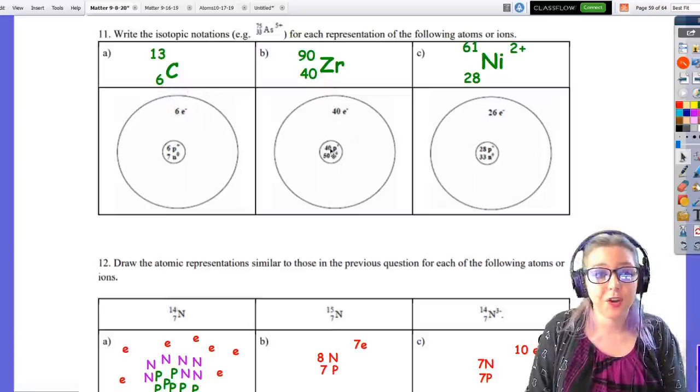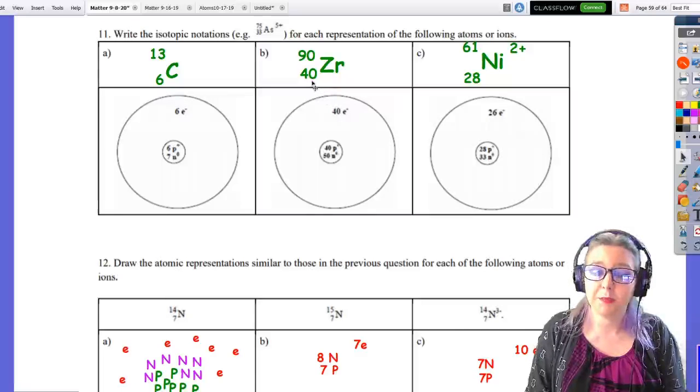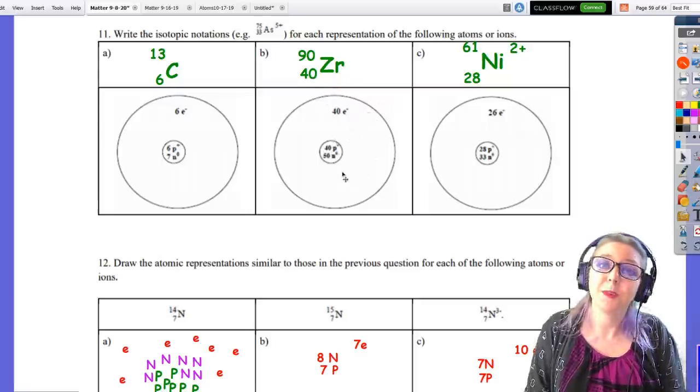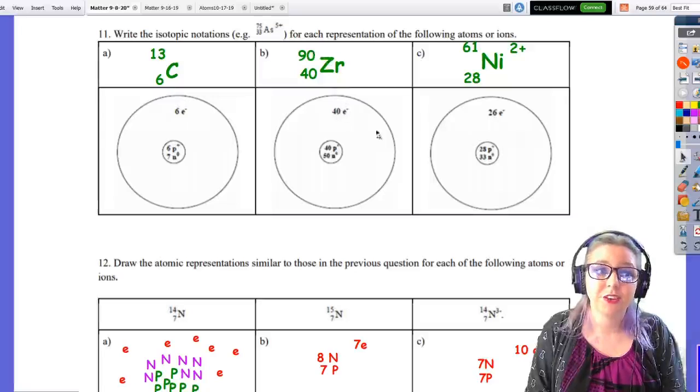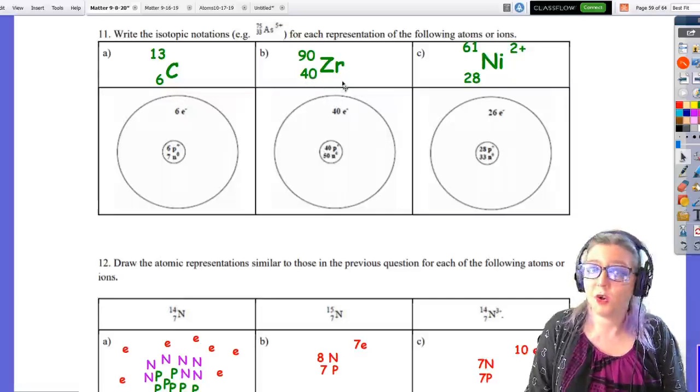Then here I have 40 protons, so my atomic number is 40. 40 protons plus 50 neutrons gives me a mass number of 90. 40 electrons and 40 protons tells me that I have no charge, so I write nothing there. And then I look up element number 40, and it's zirconium, so it's capital Z, lowercase r.